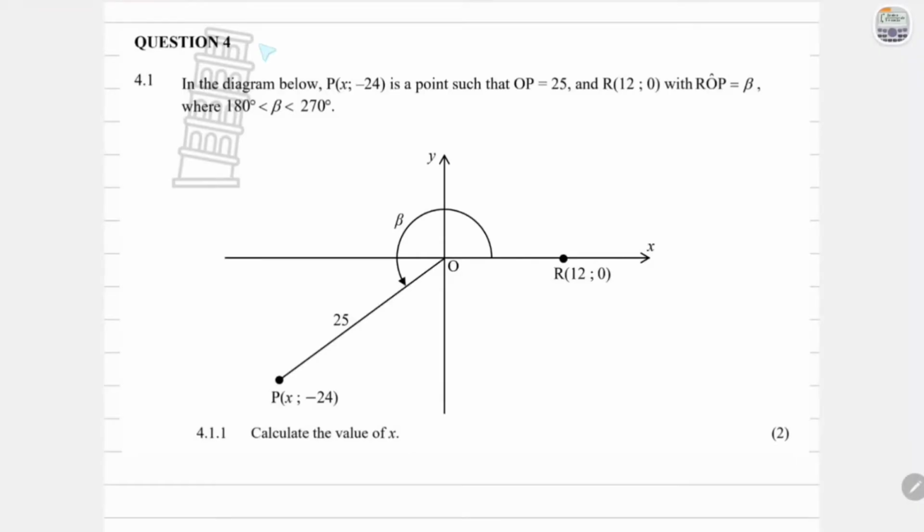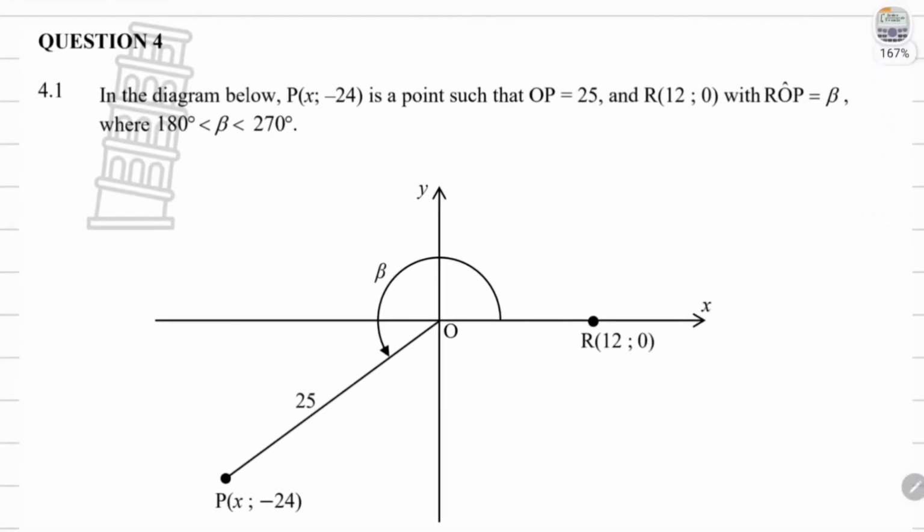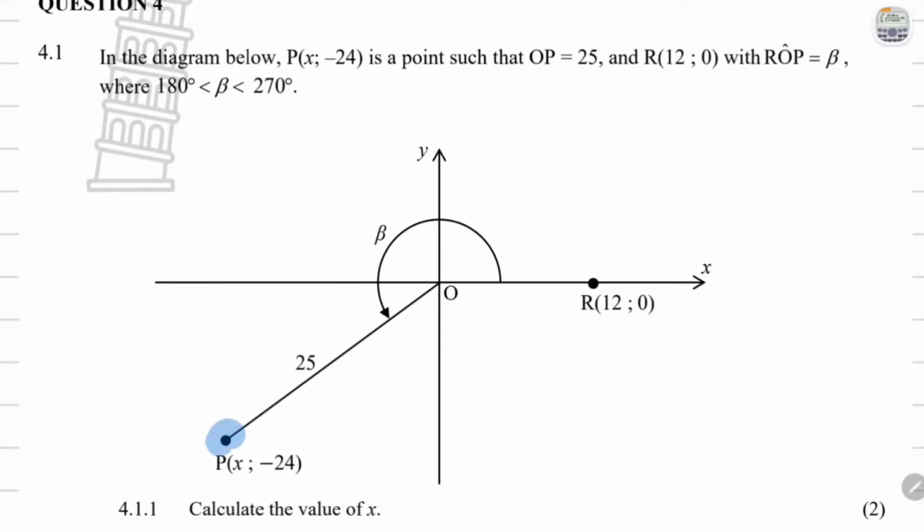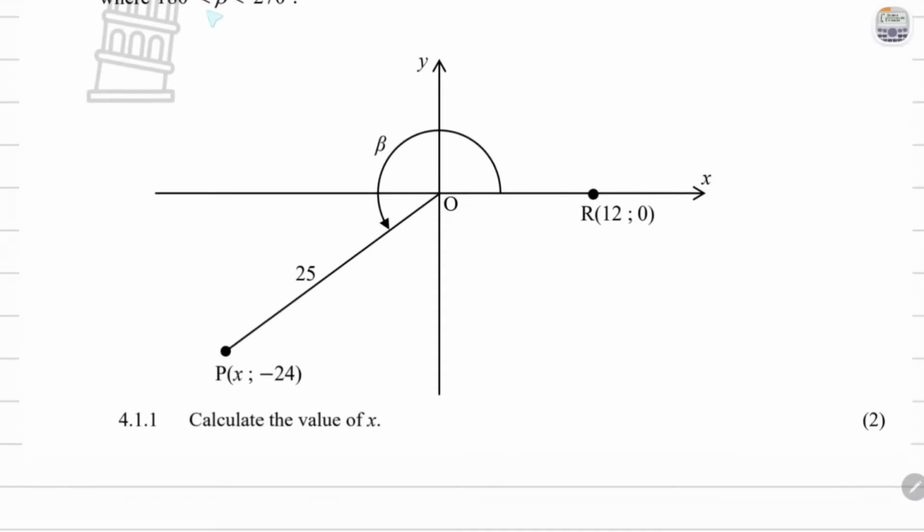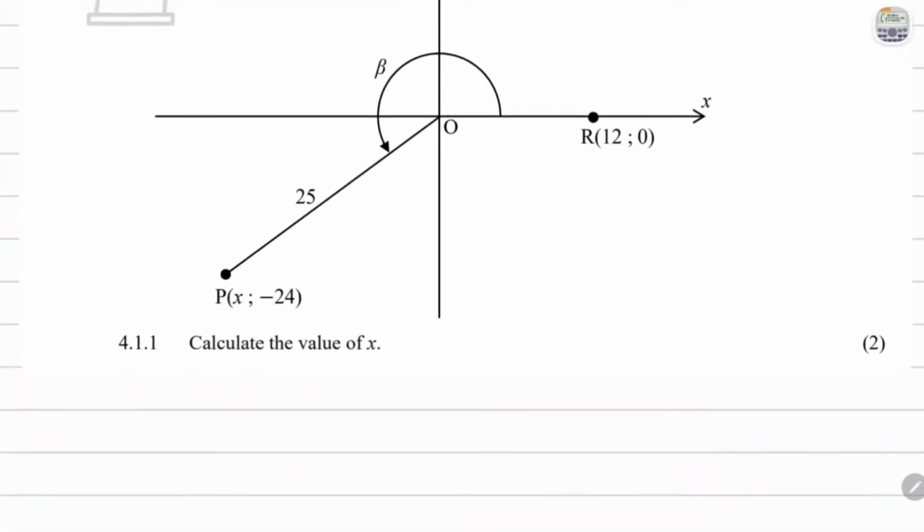Okay, so question 4 says, 4.1, in the diagram below, we have P, which is (x, -24), a point such that OP is 25 units and R is (12, 0), with ROP being equal to beta. Okay, so that is that reflex angle that we have there. And then they tell us that beta is greater than 180 degrees but less than 270 degrees. So the first question is to calculate the value of x.